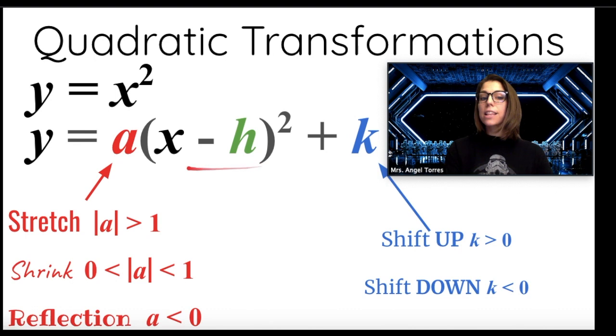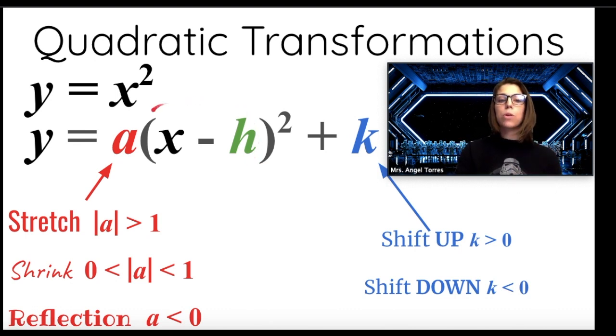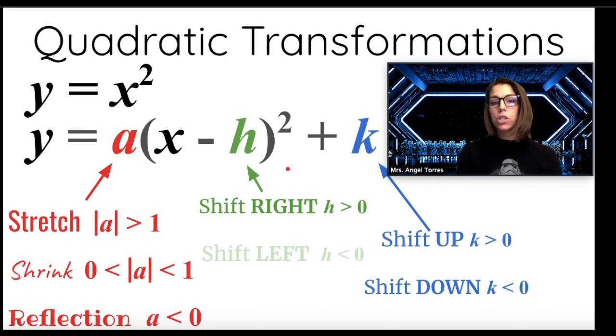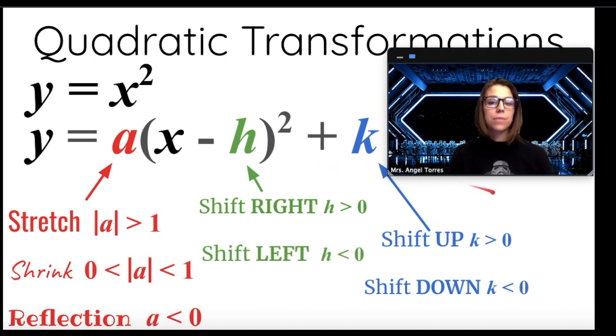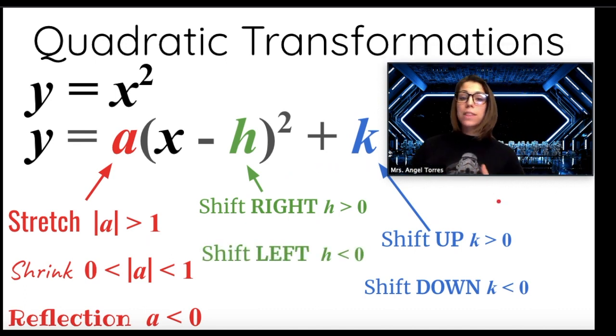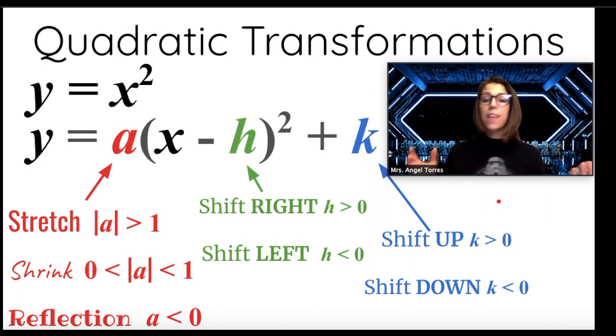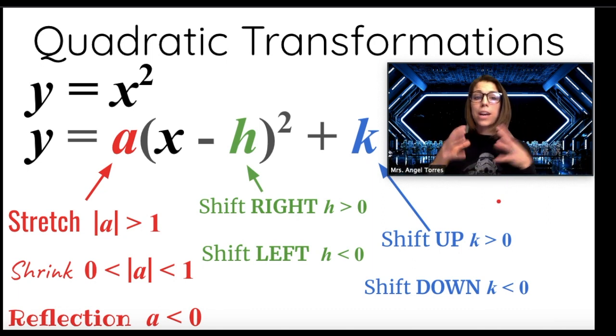And finally, the last transformation, and the most important one, is what happens when you actually change the base of your quadratic. That's called a horizontal translation, or a shift to the right or left. We're going to look at these three transformations individually, and then at the end, we're going to look at how they appear when you combine them all in the same function.